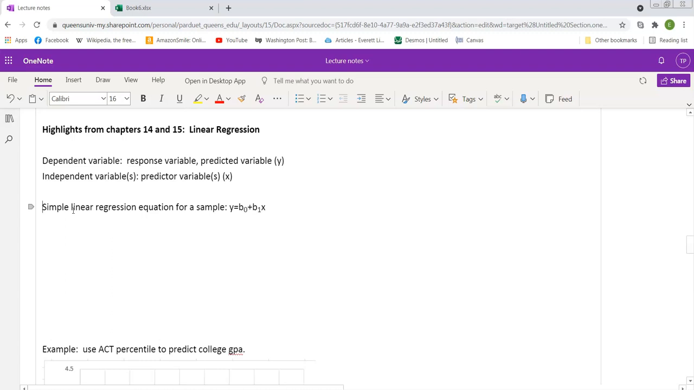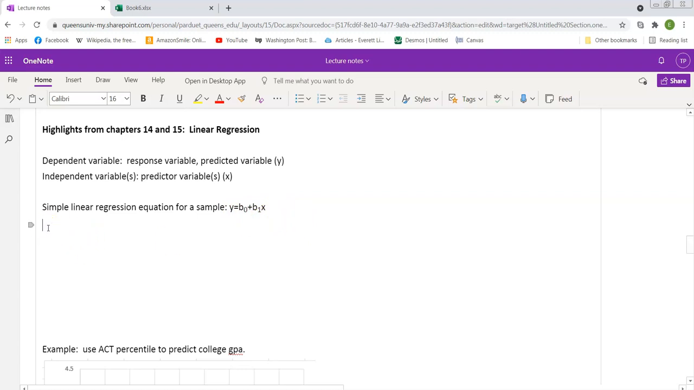So the simple linear regression equation looks like y equals b naught plus b1x. Okay, you could call that a plus bx. You could call that y equals mx plus b, but we call it b naught plus b1x because here in a minute we're going to be adding variables to it, and this is better notation when we add more variables. But anyway, this is the equation of a line, your basic y equals mx plus b.